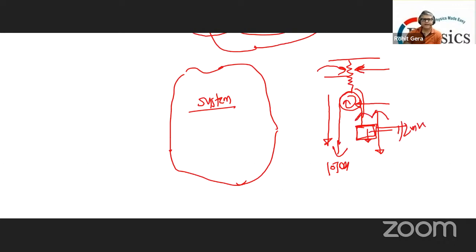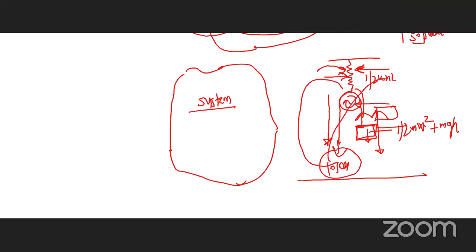हाफ mv square भी गेन कर रहा है और अर्थ से भी ऊपर जा रहा है थोड़ी देर के बाद, तो it also gains mgh. And this spring also is gaining half kx square. So whatever work I'm doing is being given to this system in 3 energies.